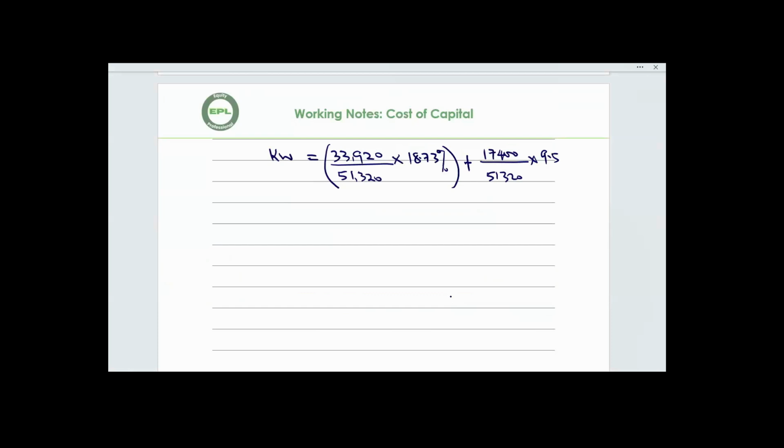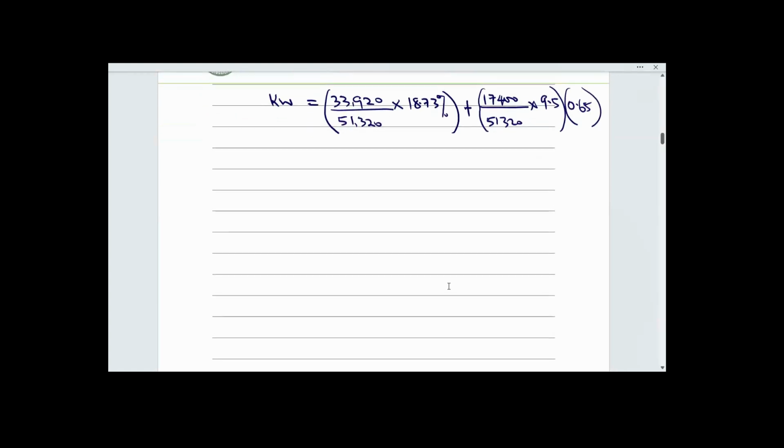Then multiply by 1 minus tax. 1 minus tax is 0.65, because the tax rate is 35%. 1 minus 35% will give us 0.65.